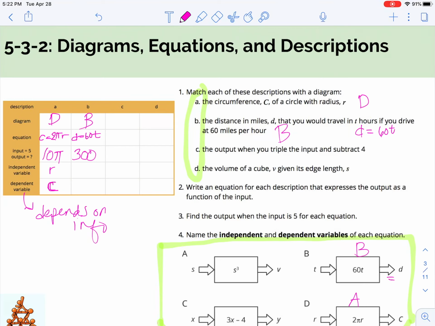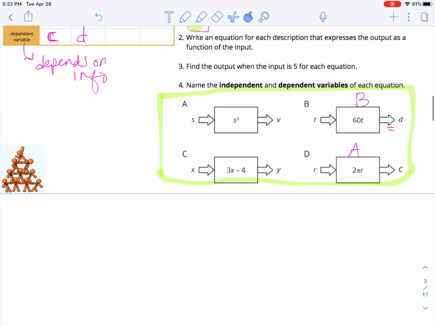For the one talking about distance, the independent variable is the time, because they're going to give you some sort of time. And the dependent one is the distance, because that's the output end. You can't figure it out without some other piece of information. So follow that same format, but you now need to do C and D because we have not done those. Okay.